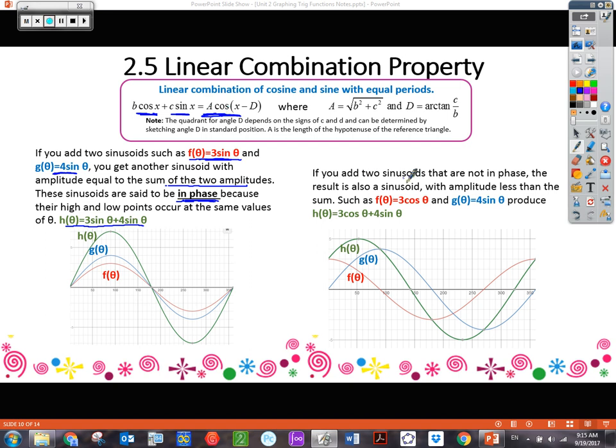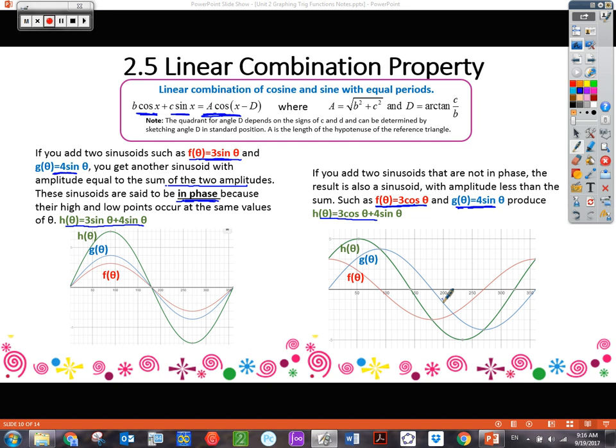So if we add two sinusoids that are not in phase, like for example these right over here, the amplitude is actually less than the sum of the two amplitudes. So if you look, we have 3 cosine in red, that's f of x right here. We have 4 sine in blue, and then the sum of those two is in green. So see, it's not a perfect little symmetrical picture like this. It's a little bit more messy. Okay, so these are not in phase. These don't have the same locations for highs and lows.